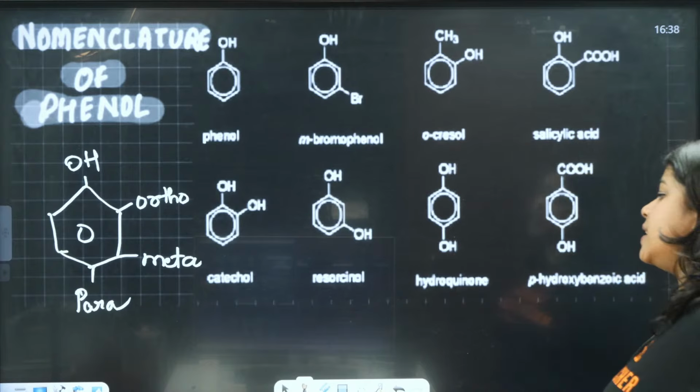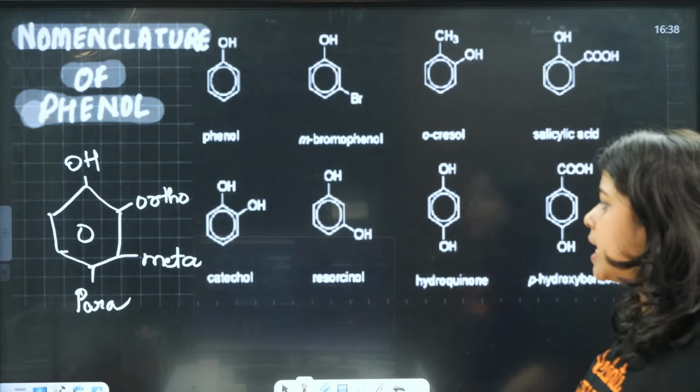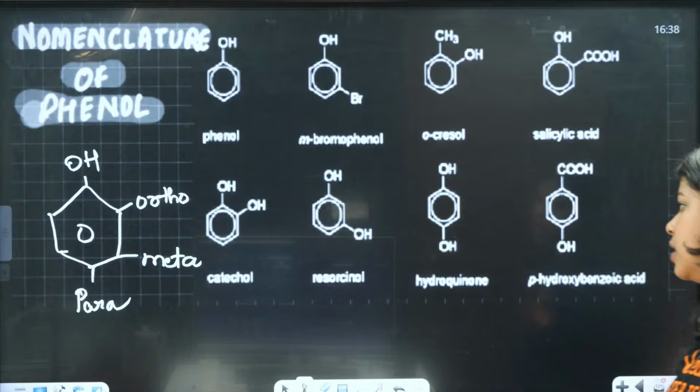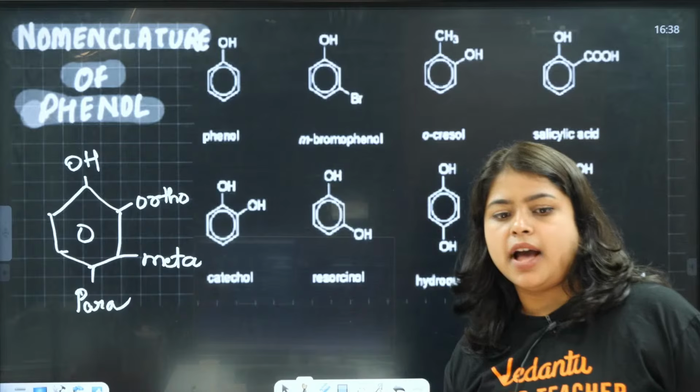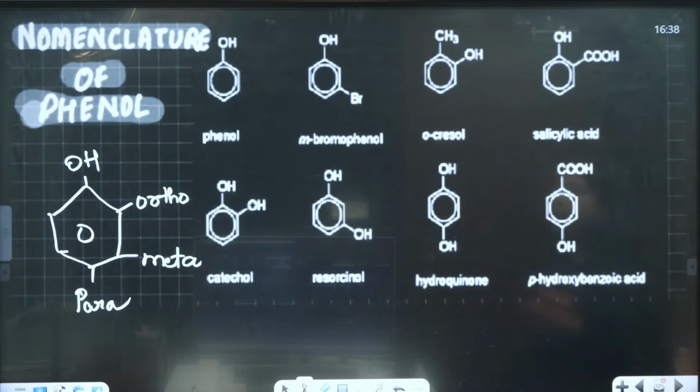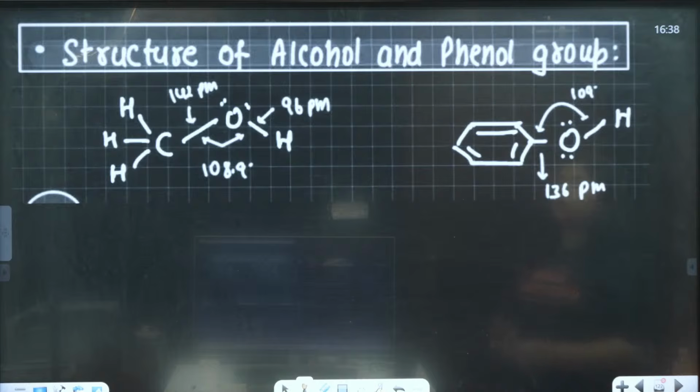Next comes the salicylic acid. Then comes the catechol. Then resorcinol, hydroquinone, and p-hydroxybenzoic acid. That is also called para-hydroxybenzoic acid. Clear? Next, structure of alcohol and phenol group.